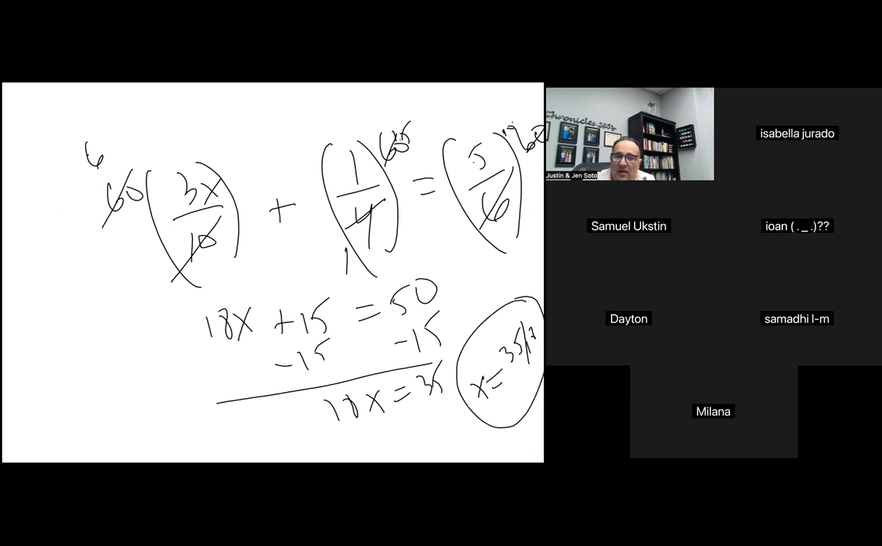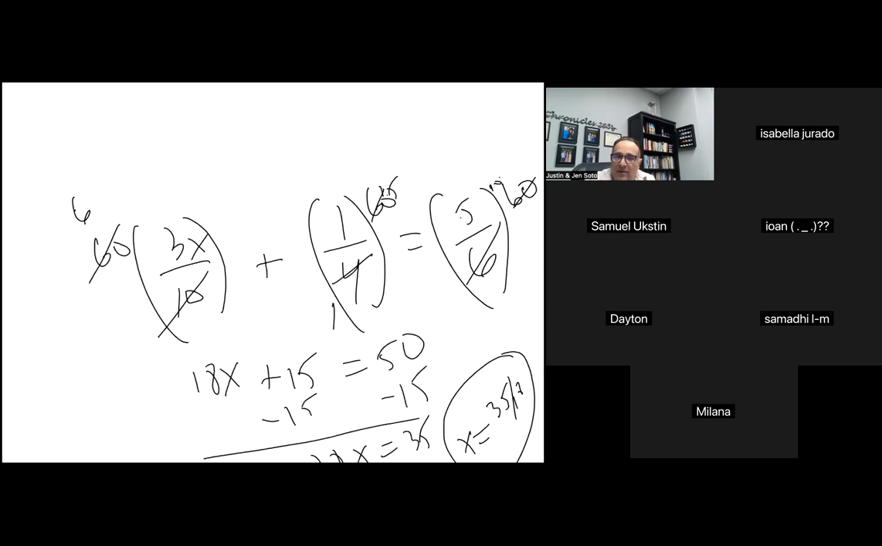How did I do that? Least common multiple in each spot. 60 over 10 reduces to 6 over 1, and 6 times 3x is 18x. 60 over 4 reduces to 15 over 1, and 15 times 1 is 15. 60 over 6 reduces to 10 over 1, and 10 times 5 is 50. Simple algebra after that.